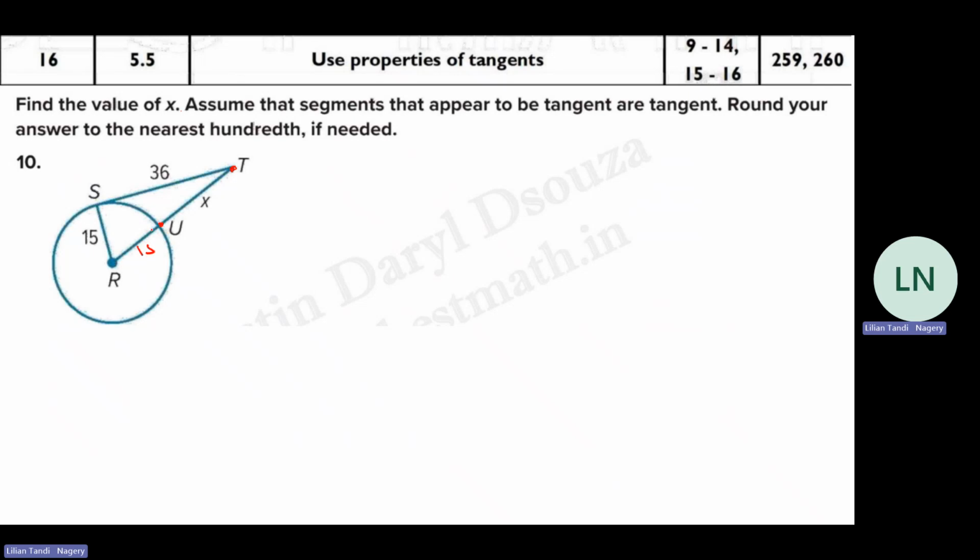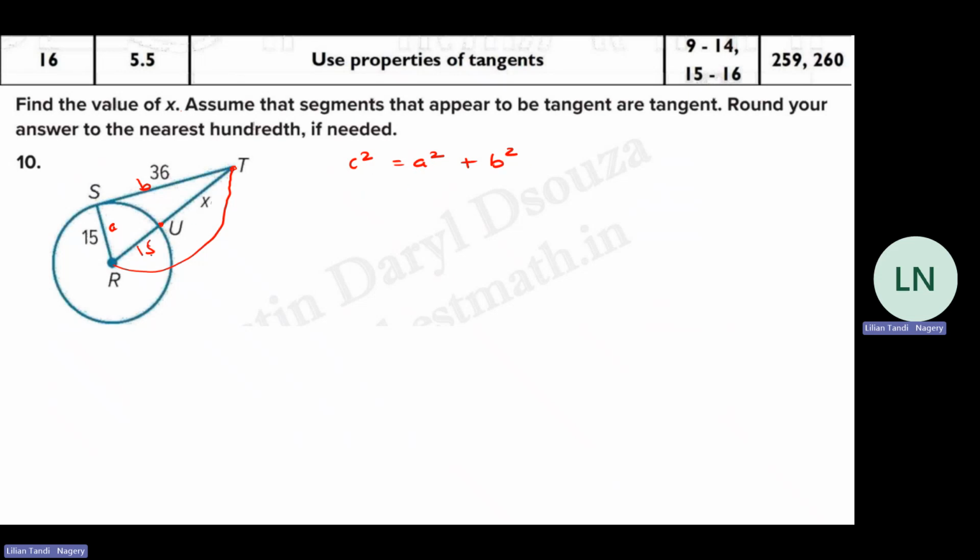Now, RT will be X plus 15. So this is my A, this is my B. Tangent will always be B. Radii will always be A. Then the other part will always be C. So I will start. C squared equals A squared plus B squared. Why did I do that? Because I want my X to be on the left. But it doesn't matter. You can do A squared plus B squared equals C squared.